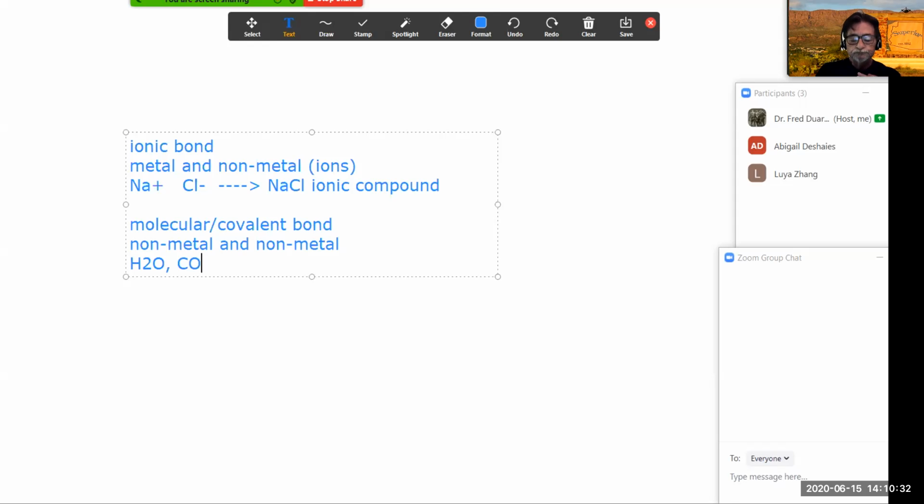Now one big difference about these molecular compounds, covalent bonds, and ionic bonds is that when we put them in water, for example, they don't dissociate. A good example would be carbon dioxide, CO2. When you put carbon dioxide in water, or you put water in water, or carbon monoxide in water, they just dissolve. They don't actually break apart, like the ionic compounds would. They remain intact as one species.